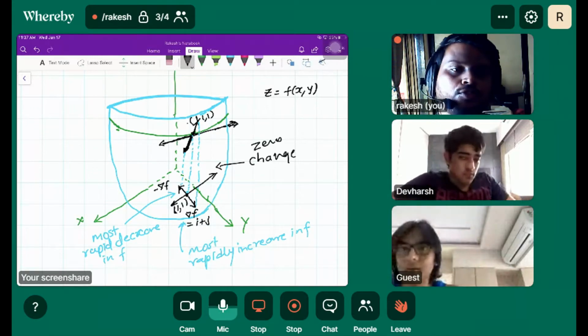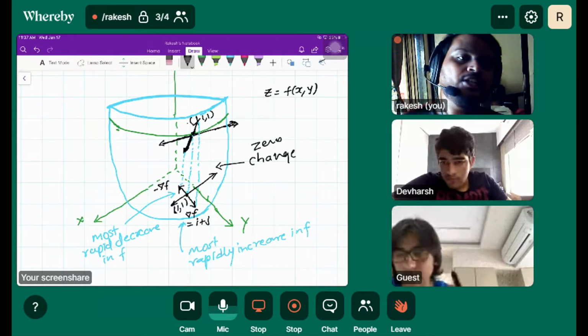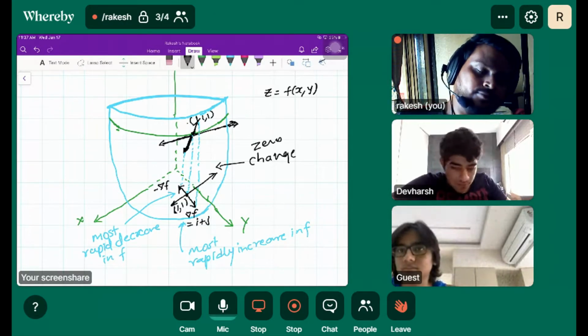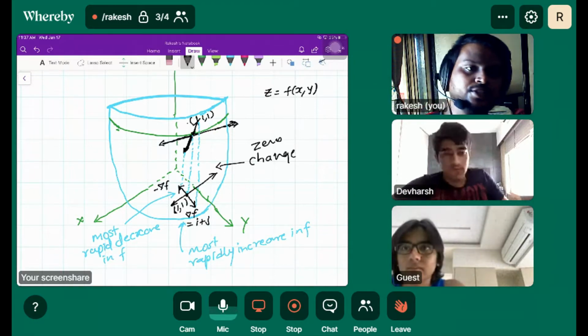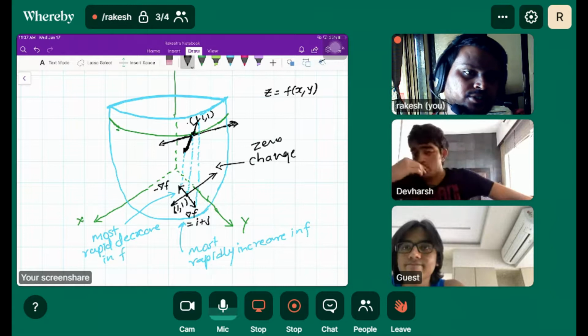So in this case, where is the gradient vector drawn? In which plane? That is the question basically. Where is the gradient vector drawn? Can you see the gradient vector here?